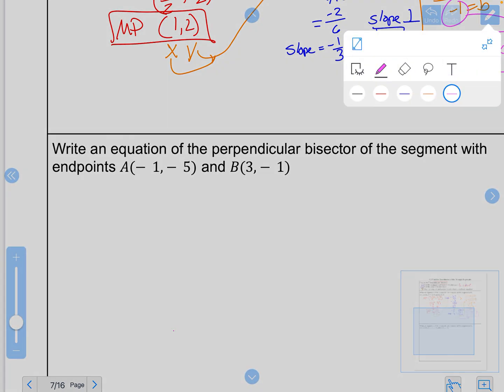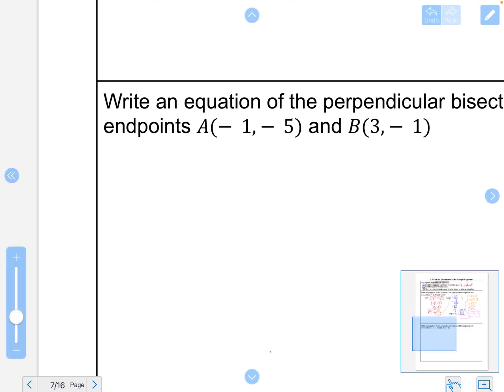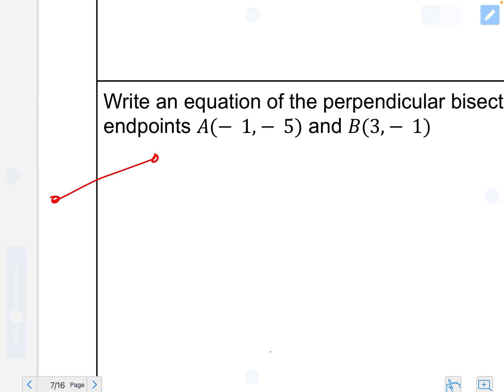All right, so again, I'm going to draw it, because drawing it always makes it a lot easier to understand. So we have a line AB. We need to create a perpendicular midpoint. So I'm going to call that C. So we need to find point C. So to do that, we need to use our midpoint formula.